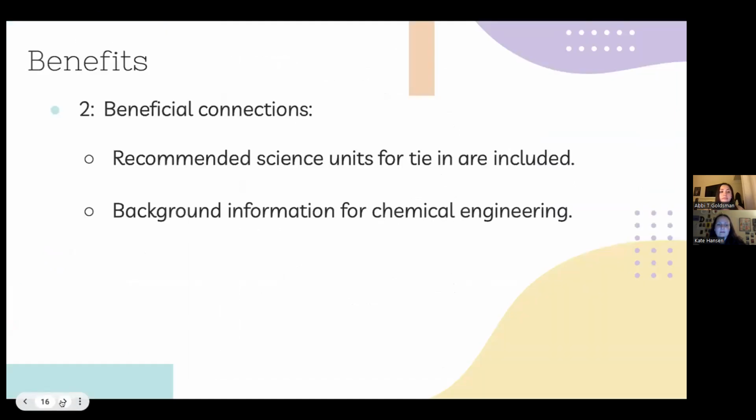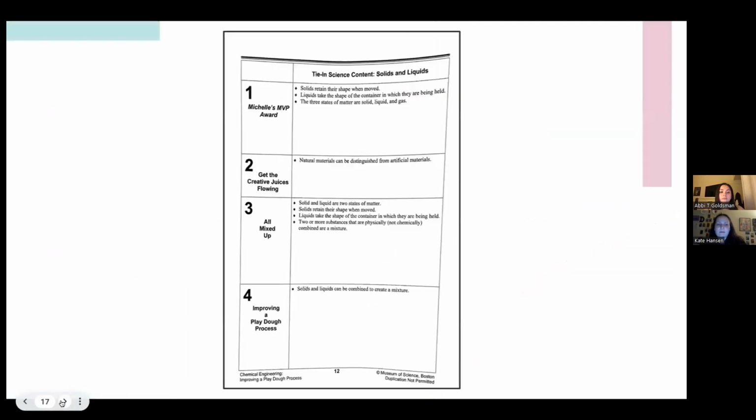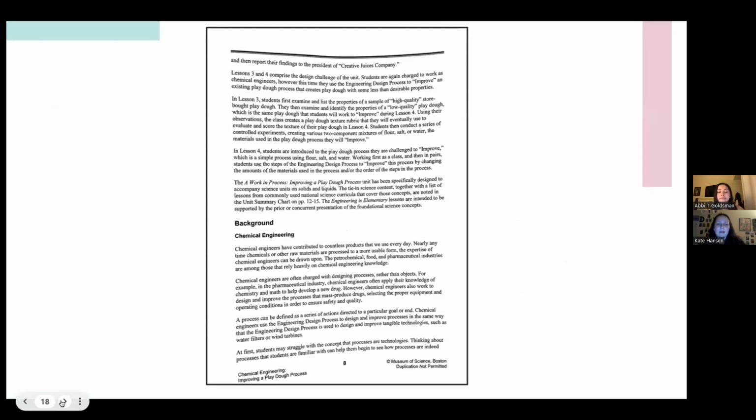Next benefit is beneficial connections. We have recommended science units for tie-in. Background information for chemical engineering is also included. These are the tie-in science content that's provided. And then we have the chemical engineering background pieces.